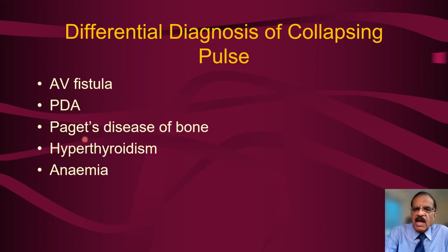PDA, patent ductus arteriosus, can also cause high volume pulse. Paget's disease of bone is a disease which is actually primarily that of bone, but in that there is a lot of new vessel formation. There are many small arteriovenous communications, so that would also cause the same effect. Hyperthyroidism would cause at least high volume pulse, if not the classical collapsing pulse. Anemia, pregnancy, they all can cause high volume pulse.